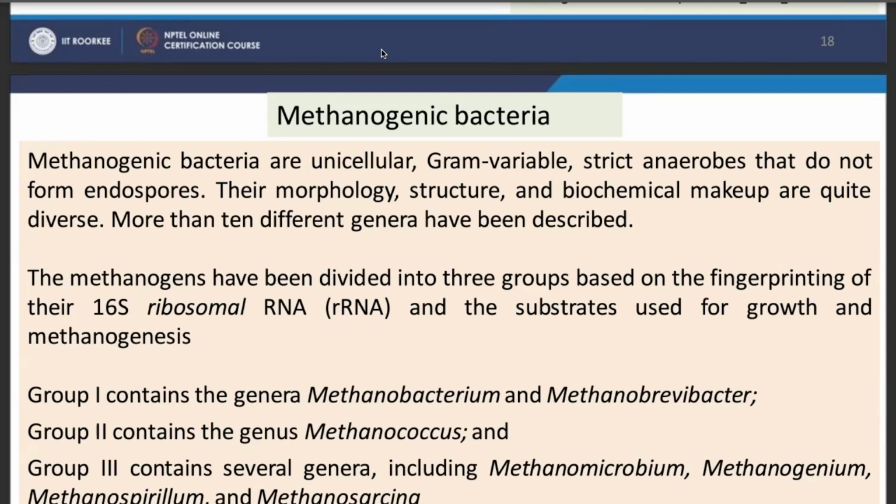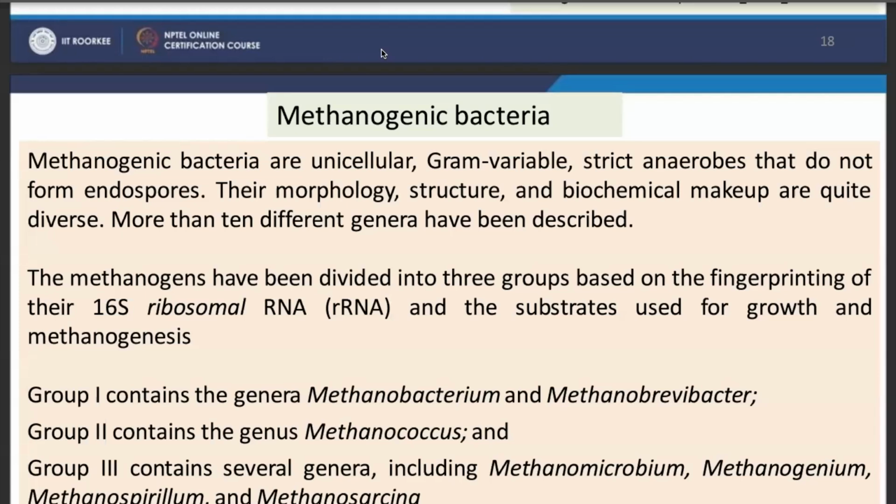Next are strict anaerobes or obligate anaerobes, as we have discussed earlier, that they will not survive in oxygen rich conditions. They need the absence of oxygen for their survival and for their optimal growth. And they do not form endospores. Endospores are basically a dehydrated form of the bacteria, which helps the bacteria in surviving some harsh conditions, right? So what are methanogens? They are bacteria which are of unicellular type. They are gram variable and they are obligate anaerobes, right?